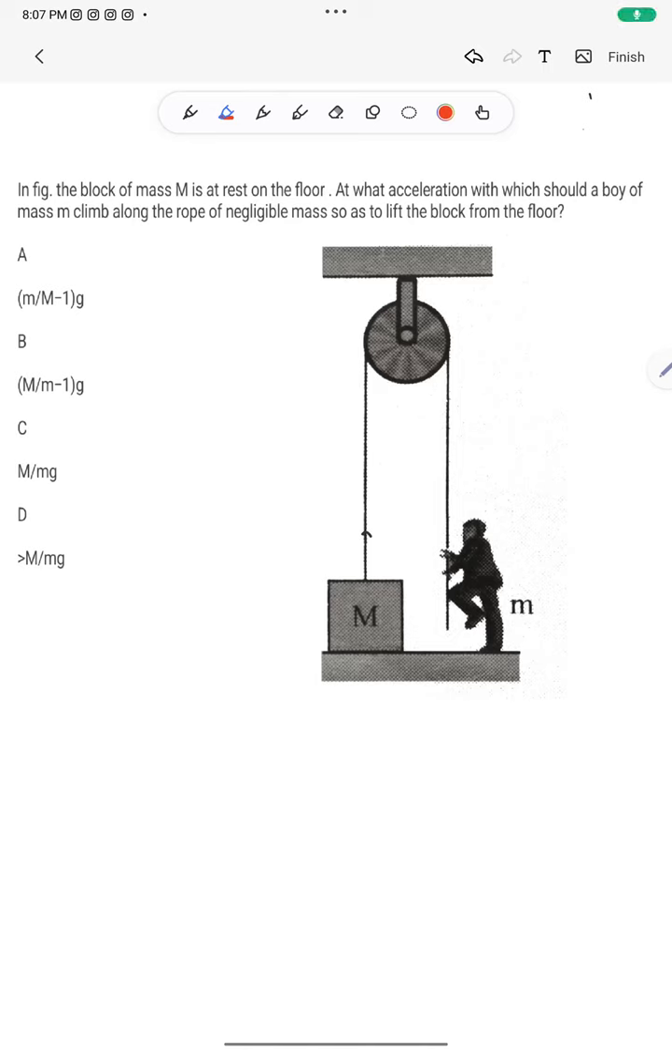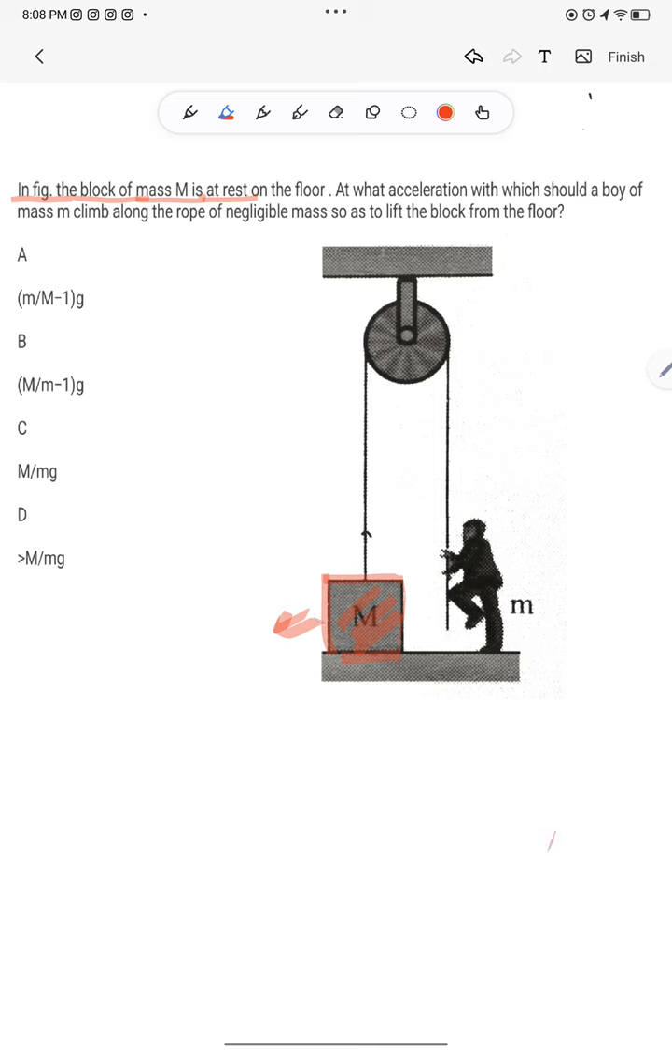Yeah, student, we have another question of the laws of motion. Let's see what the question is saying. The question is saying that in the figure, the block of mass capital M is at rest. Here is a block whose mass is capital M, and it is at rest right now.